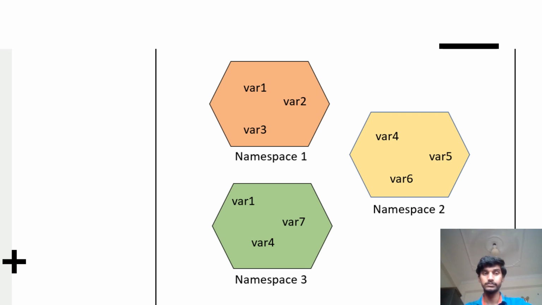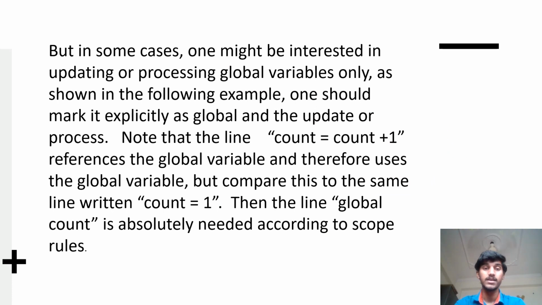But in some cases, one might be interested in updating or processing global variables only. As shown in the following example, one should mark it explicitly as global and then update or process. Note that the line count = count + 1 references the global variable and therefore uses the global variable. But compare this to the same line, count = 1. Then the line global count is absolutely needed according to scope rules.